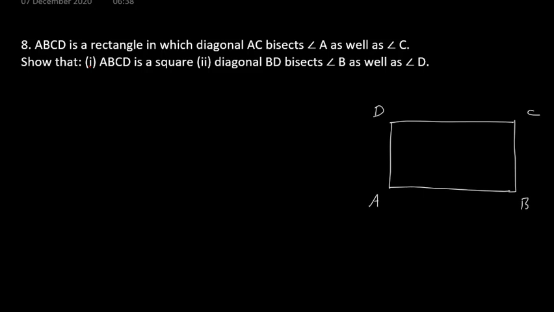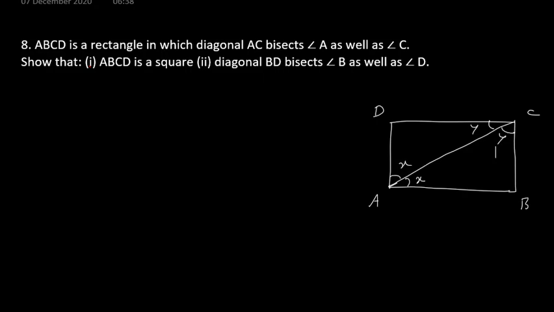ABCD is a rectangle in which diagonal AC bisects angle A. So it is bisecting angle A as well as angle C. That means these two angles, if this angle is X, this is also X. If this angle is Y, this is also Y. We have to show that ABCD is a square and diagonal BD bisects angle B as well as angle D.